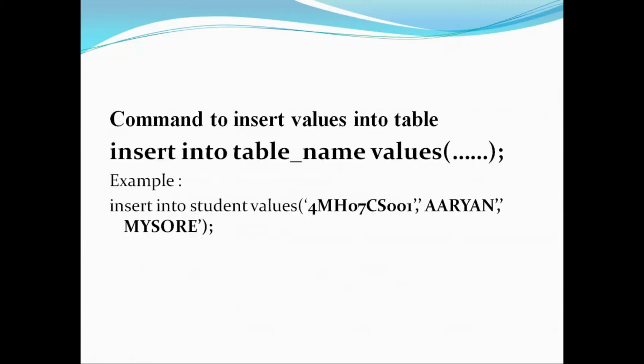Once the table has been created, we need to insert the values into the table. In order to insert the values, we are using the command insert into table name, followed by the keyword values, followed by the respective values, and it should end with a semicolon. Here, just look at that. We are inserting some values: insert into student values. That is, student is the table name followed by the three values.